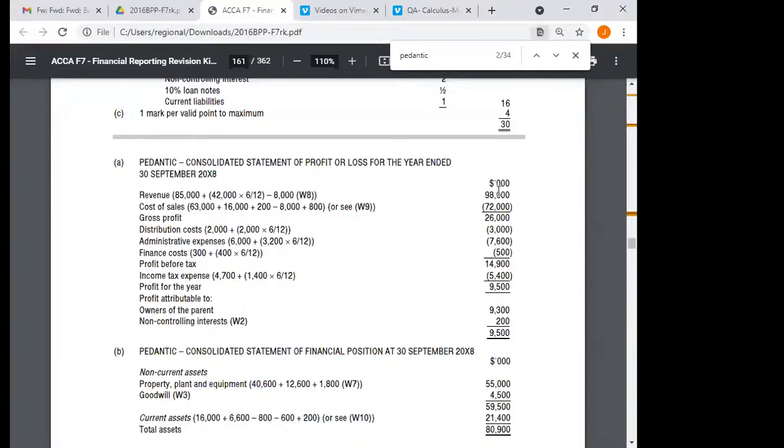So when you see the answer, they have said revenue is 98,000. How about cost of sale? Cost of sale they have said is 72,000. When you subtract, according to ACCA, I like ACCA, it comes to 26,000.